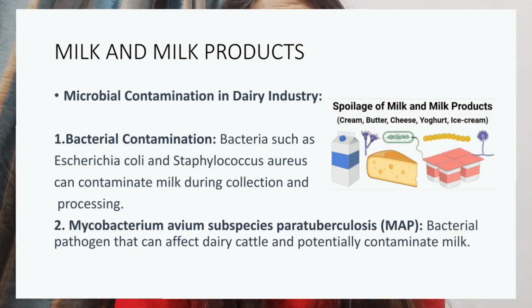Then we have milk and milk products contamination, and basically bacterial contamination plays a major role in milk and milk product spoilage. Bacteria such as Escherichia coli and Staphylococcus aureus can contaminate milk during collection and processing. Then Mycobacterium avium subspecies paratuberculosis, which is also called MAP. It's a bacterial pathogen that can affect dairy cattle and potentially contaminate milk.